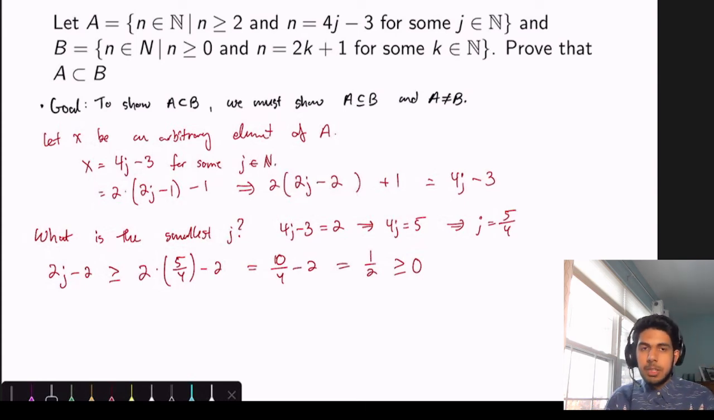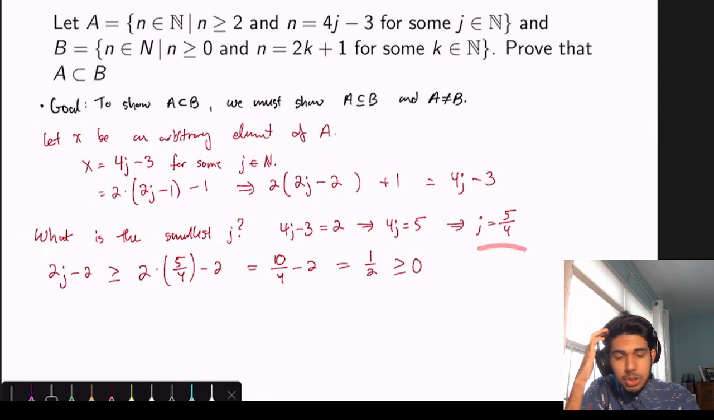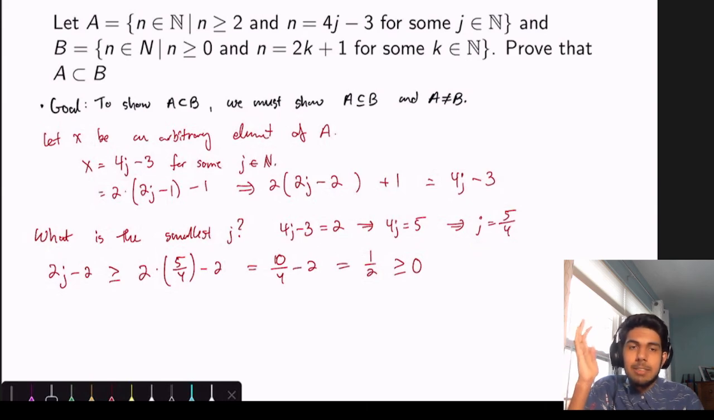Okay, this might be a little bit confusing because we're dealing with fractions, right? And you're like, okay, why are we dealing with fractions? We're supposed to be dealing with natural numbers. The reason we have fractions here is we're just bounding it, right? We know that j comes from the natural numbers, but we're saying the smallest j could be is 5 over 4. So really the smallest j could be is 2. j can't be 1 or 0. And we can prove that to ourselves very easily.